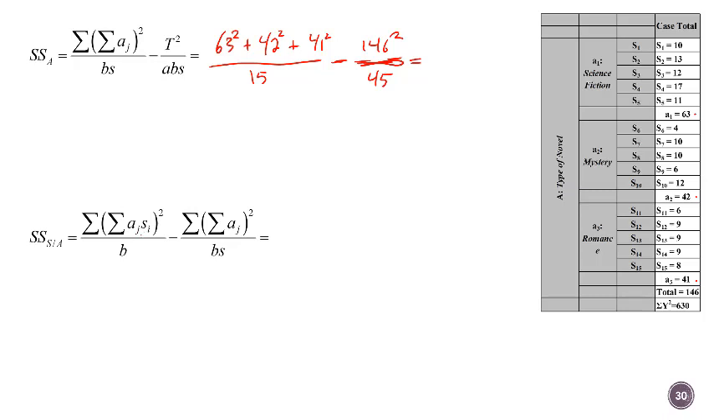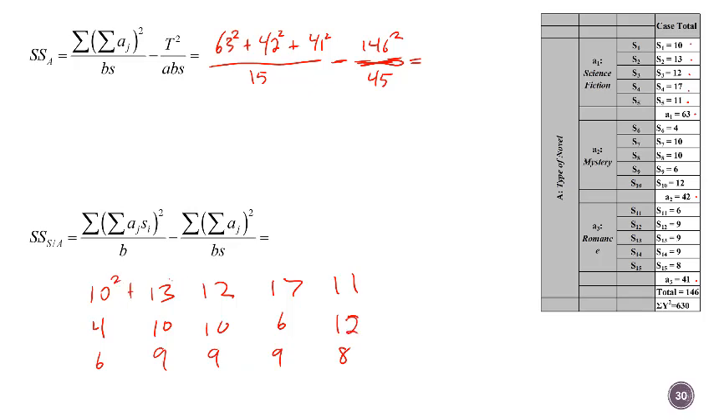the AJSI are these values here. There's a lot of those over B. So we're talking about 10, 13, 12, 17, 11, 4, 10, 10, 6, 12, 6, 9, 9, 9, 8. It's supposed to be 12. So then we're just squaring and adding those up.